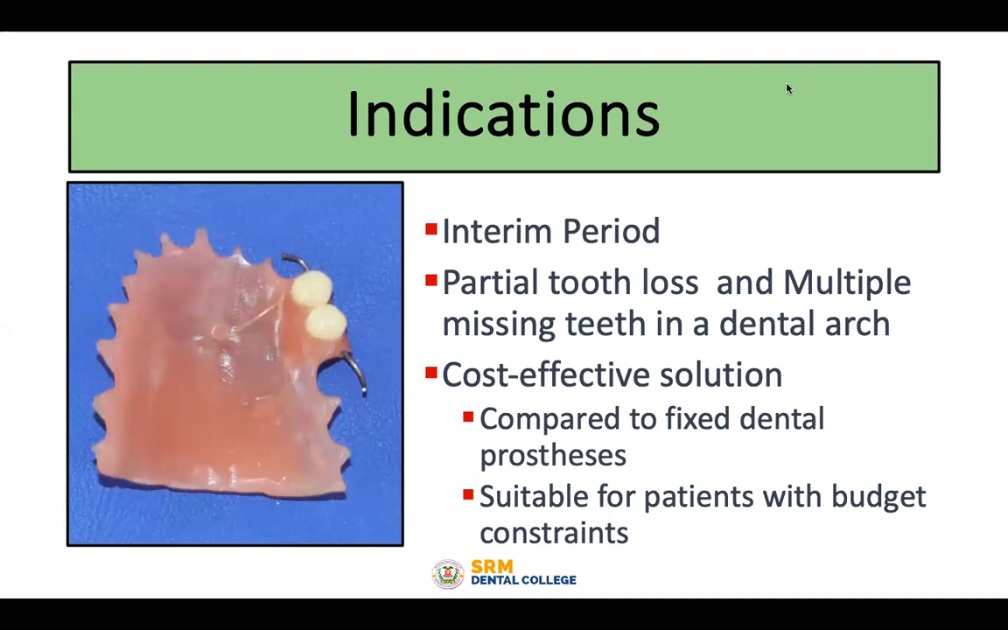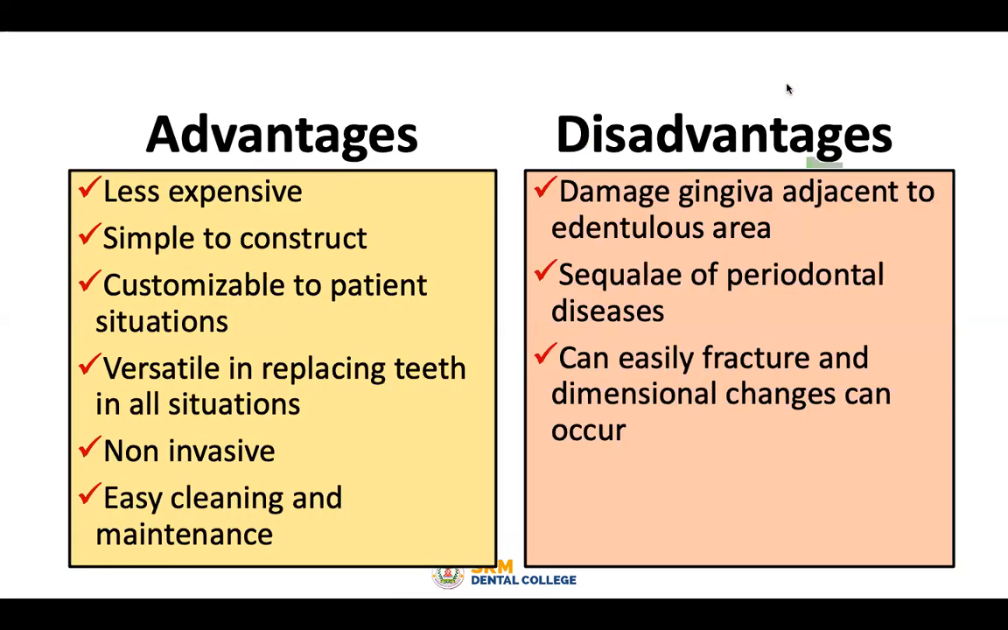As stated earlier, it is indicated for an interim period, but in many situations, it has been used as a long-term prosthesis. It is indicated in partial tooth losses, from a single tooth loss to multiple teeth missing in a dental arch. It is the most cost-effective solution compared to other prosthesis treatment modalities, such as a fixed dental prosthesis, either tooth-supported or implant-supported. It is also suitable for patients because it falls within budget constraints, especially in developing and poor countries. It has significant advantages and disadvantages.